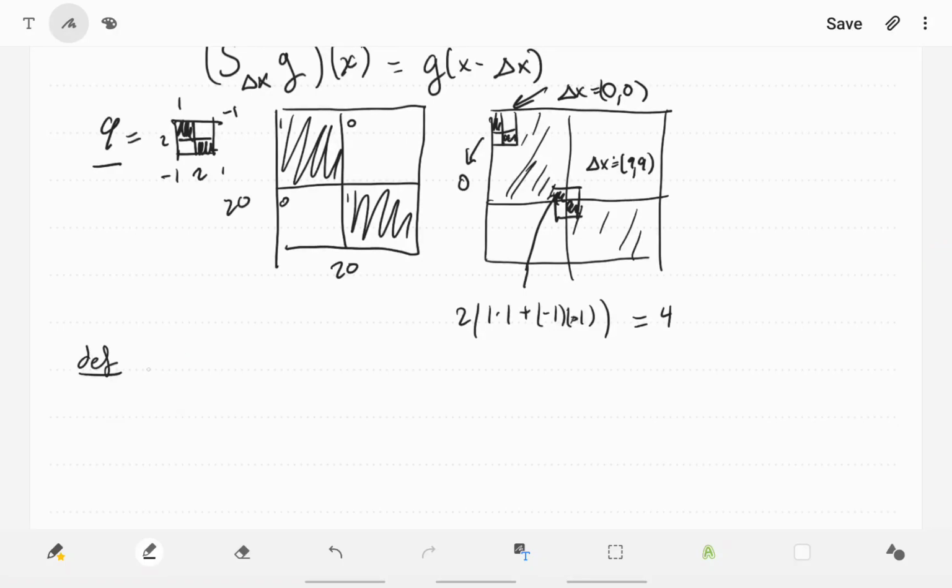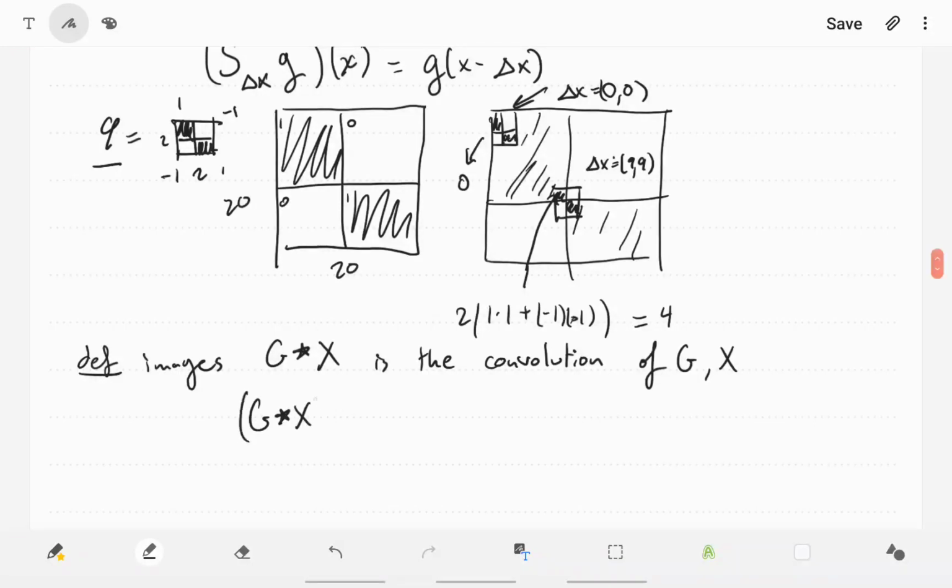Because the definition of convolution is the following. Given images G and X, this is the convolution, and it's defined in the following way. G star X is defined as another image, where if we look at the H location of this, it is equal to the sum over Z of G of H minus Z and X sub Z.